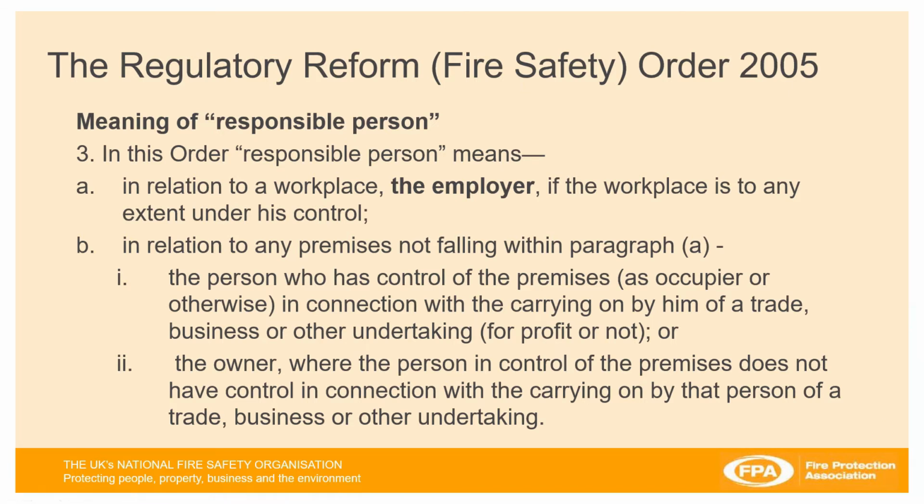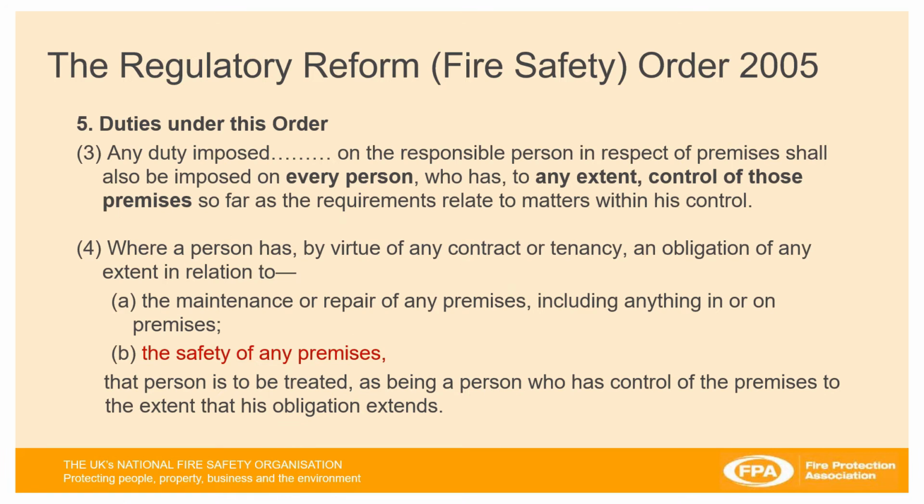So the RRO says, in terms of the meaning of a responsible person, in relation to a workplace, it's the employer, if that workplace is to an extent under their control, and if it's not a workplace, it's somebody who has control over the premises, or the owner, where the person in control of the premises does not have control. So a little bit confusing maybe, but I think the thing we most need to understand is that when it comes to responsibility, it's not just that responsible person that carries the can.